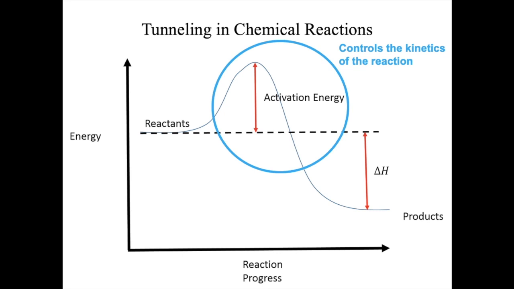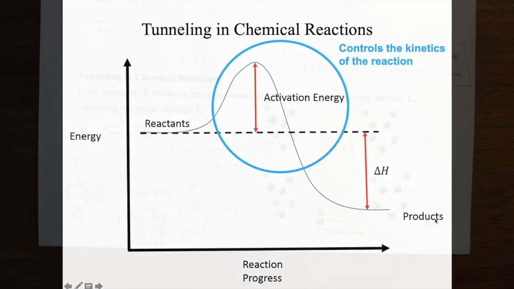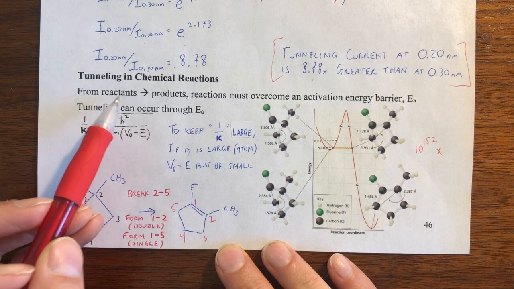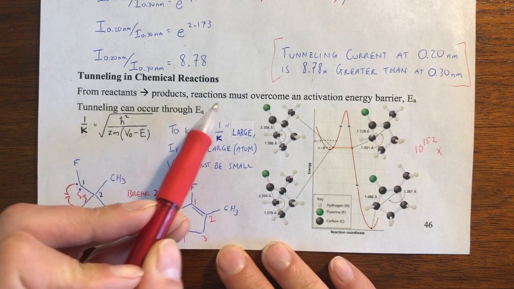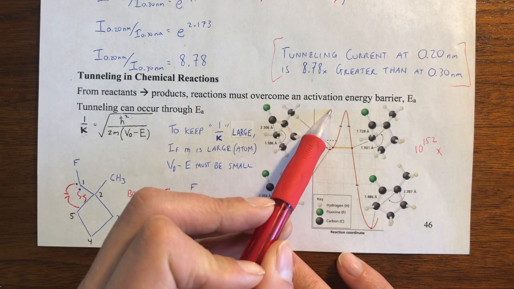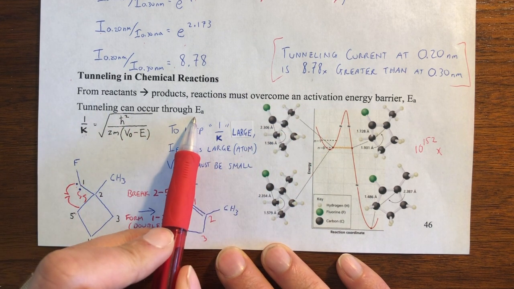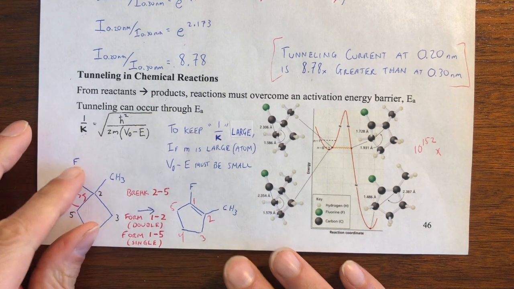And it is this hump, this hill here, as we go from reactants up in energy and then down to products, where tunneling comes into effect. So as we just saw for reaction coordinate diagrams, as we go from reactants to products, reactions must overcome an activation energy barrier. But tunneling can occur through this barrier. So how does that happen?